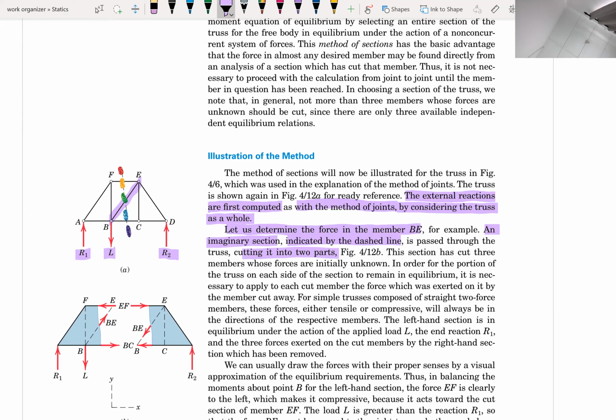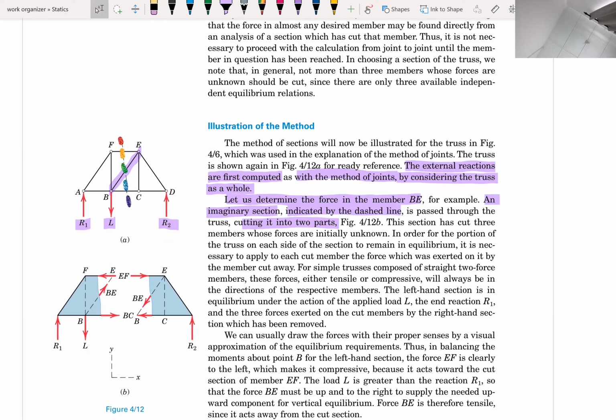Next kita kena determine dia punya force, either it is tension or compression, and as well for the line sini. So kita kena make sure we have to assume lah. If we don't know, we just assume. What is the force here? Type of forces here and here.